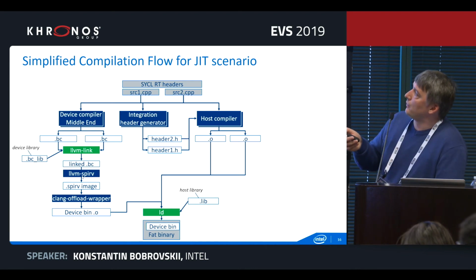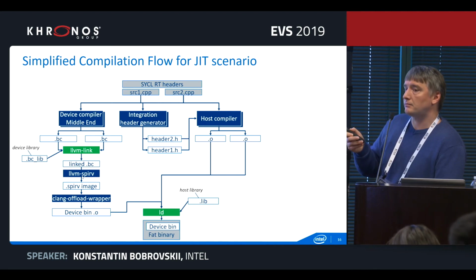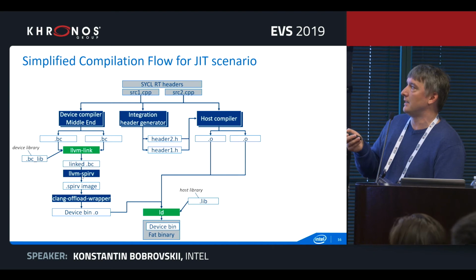So first of all, the device compiler middle end takes those sources, extracts device code from them, generates kernels, and produces bitcode files, LLVM IR bitcode files. Initially, we generated SPIR-V here. And we wanted to generate SPIR-V here, but it turned out that the SPIR-V toolchain and format is not fully suitable for that purpose.